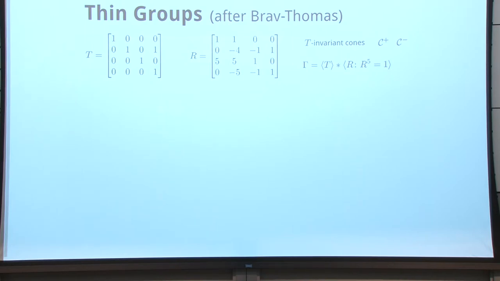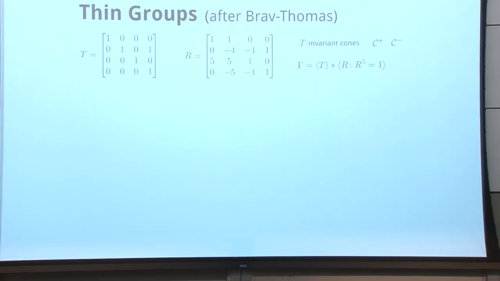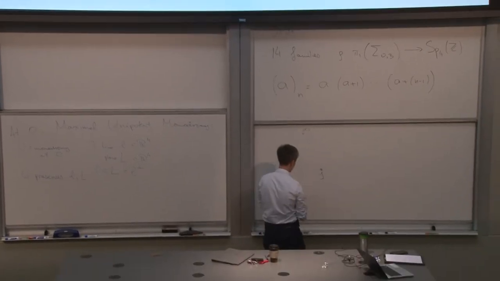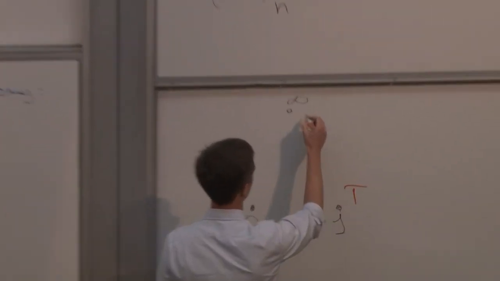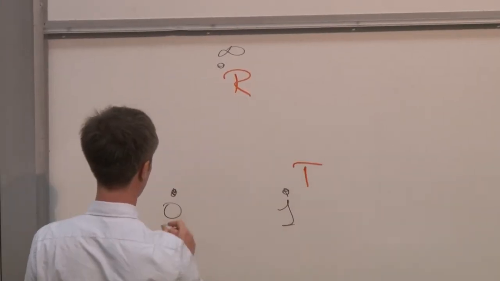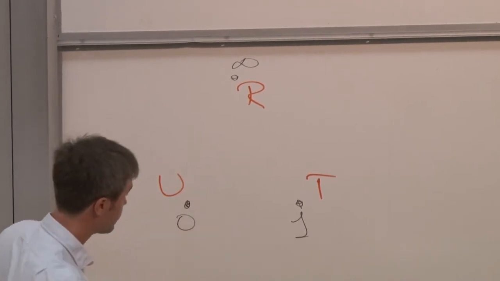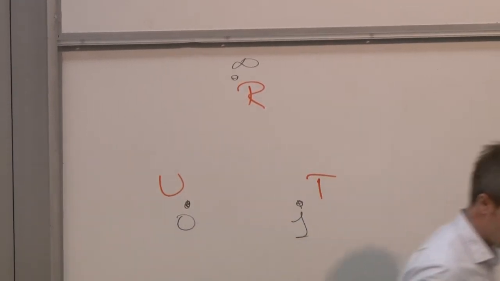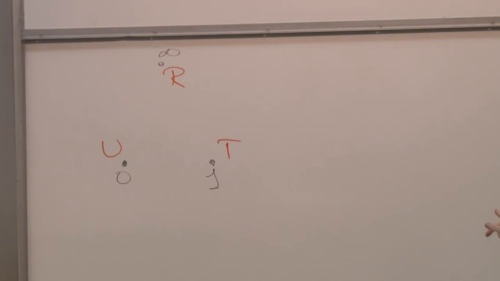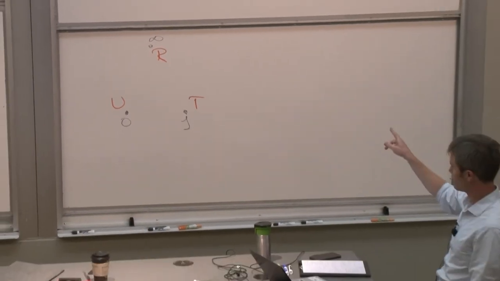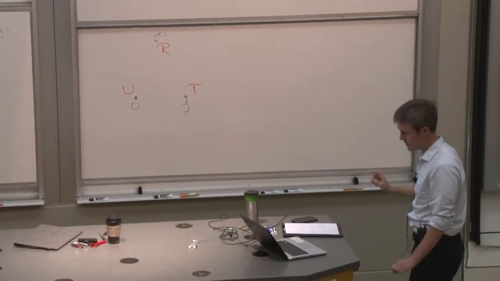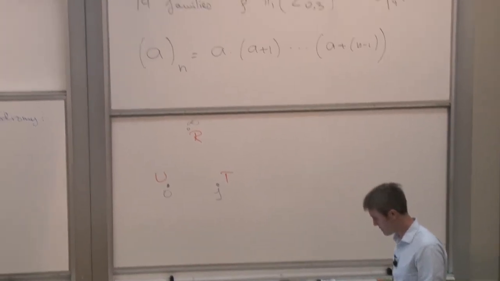So let me just write this here. I have 0, 1, and infinity. And then T is around here. R is at infinity. And U is at 0. And there's a correct choice of direction in which you have to go, but I will not specify it.